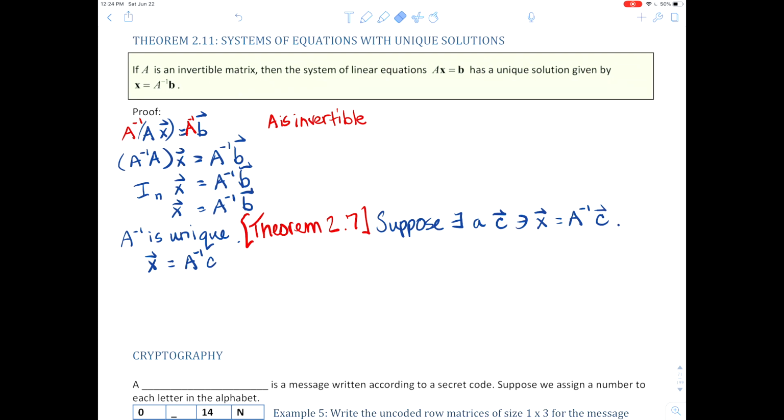I don't have enough room. If we multiply both sides on the left by A, and again, we can do that because A is invertible, then what will we have? We'll have A times X is equal to I_n times the column vector C. So then what does that mean? A times X is equal to the column vector C.